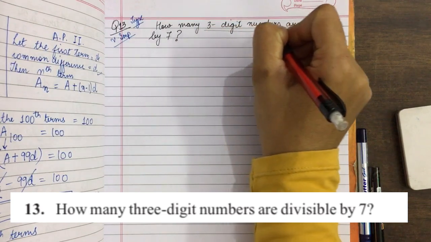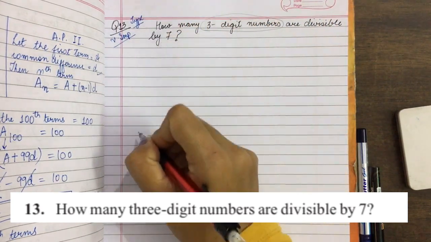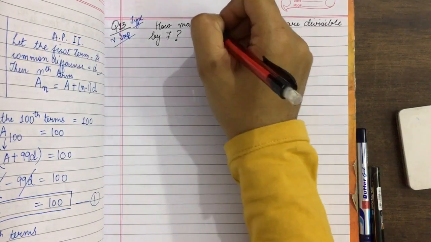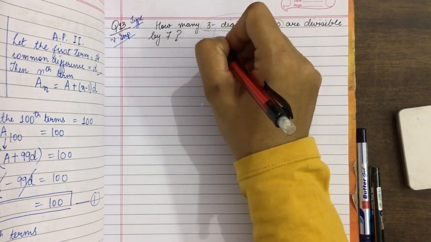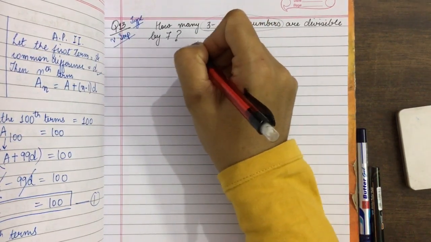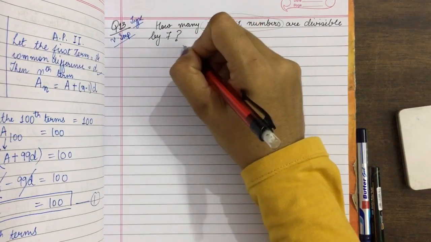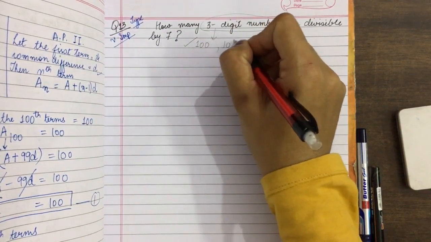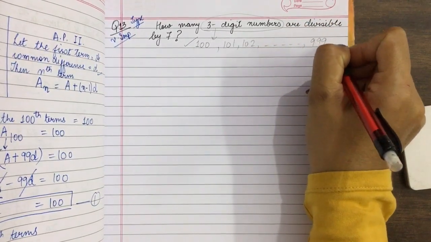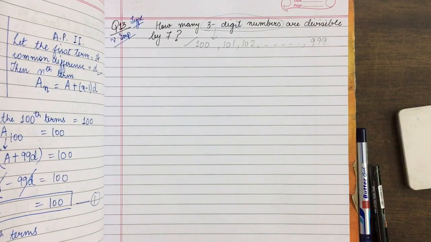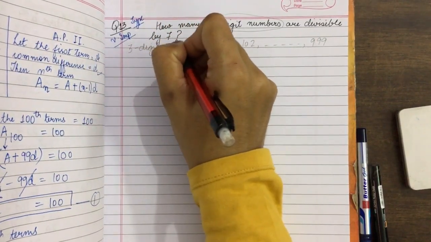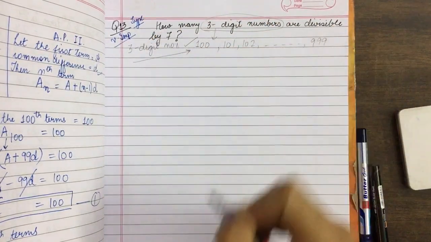So first of all, we start by looking at the 3-digit numbers. I'll just do it in rough first and then we will write down properly. The smallest 3-digit number is 100. Before it we have 99, which is a 2-digit number. So 3-digit numbers start from 100, then 101, 102, and they go up to 999. After this we have 1000, which is a 4-digit number. This is the list of 3-digit numbers.